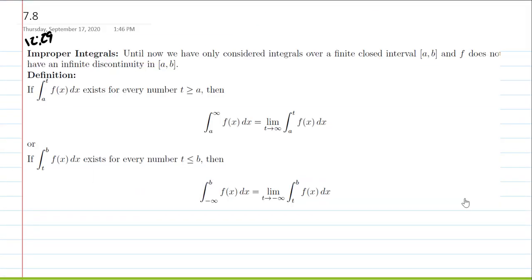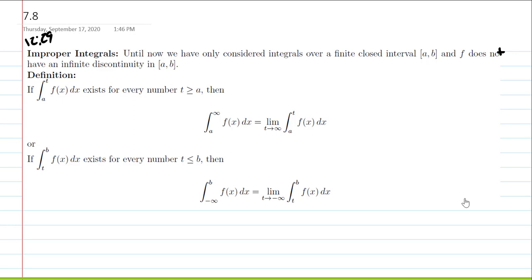So we want to talk about improper integrals. Until now, we've only considered integrals over a finite closed interval a to b, and f does not have an infinite discontinuity anywhere inside the set [a, b]. So basically we're saying there's no vertical asymptotes. Well, now the question becomes, what if there is one? Can we still integrate this? And if so, what does it mean? All right, so those are all valid questions.